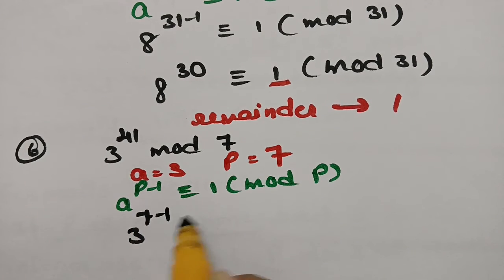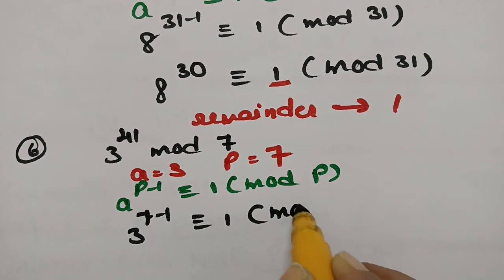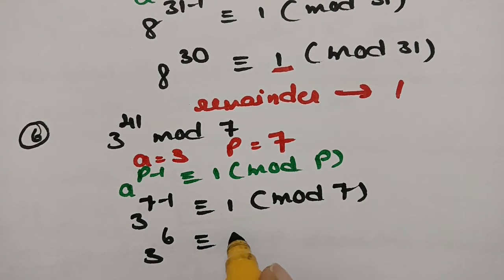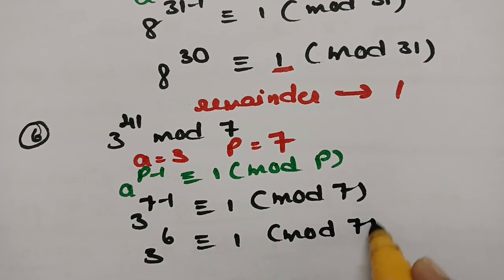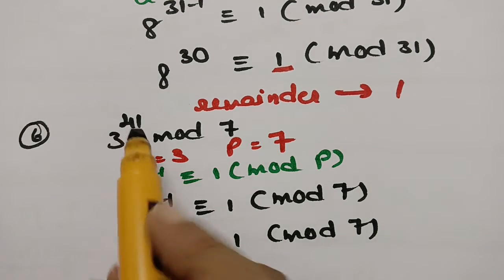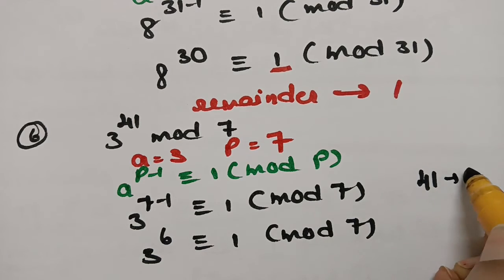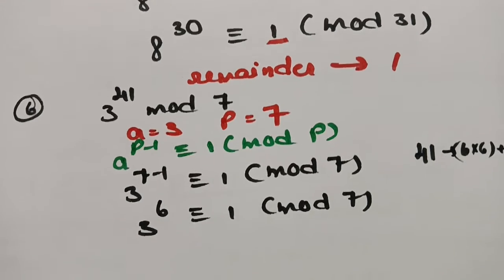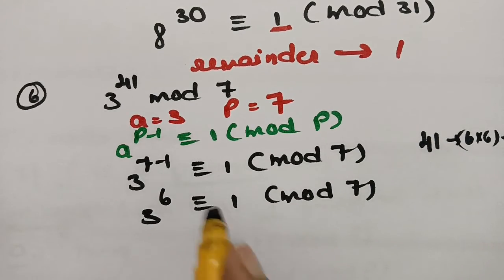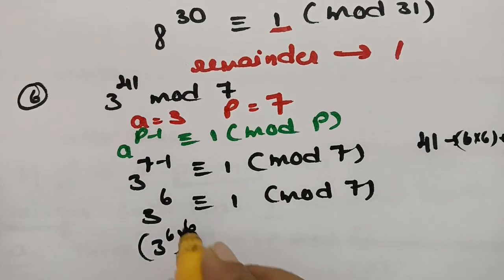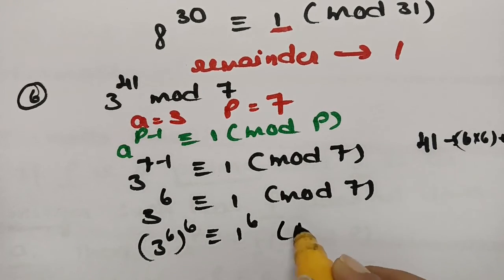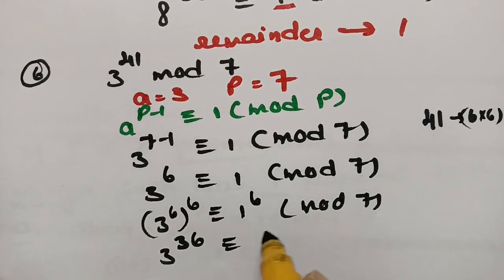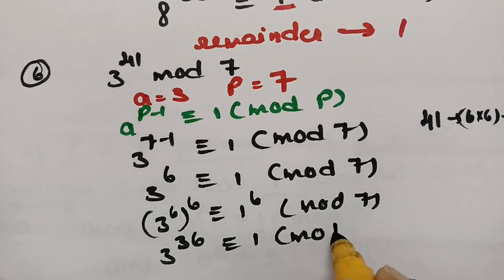What is our p? It is 7. So 3 power 7 minus 1, that is 3 power 6, is congruent to 1 modulo 7. So we need 41. 41 can be obtained as 6 into 6, that is 36, plus 5. 36 plus 5 is 41. Therefore I am raising the power: 1 power 6 modulo 7, and this will be 3 power 36, and 1 power anything is 1.